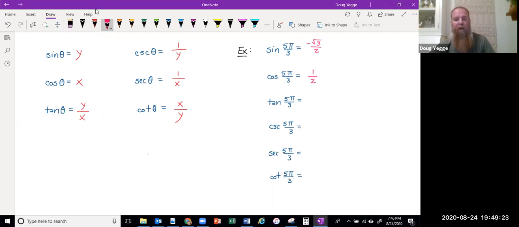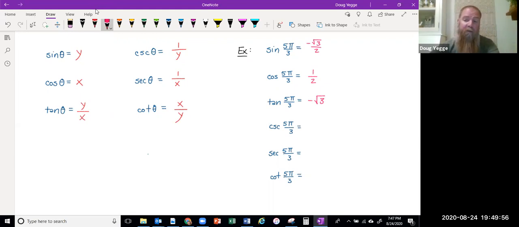So notice that we don't have to draw reference triangles anymore. We don't have to convert this to degrees to be able to find out what that value is. We're just thinking about its location with respect to π and noticing that once we have this, tangent of 5π/3 is going to be the quotient of sine and cosine. So if I divide negative √3/2 by 1/2, I now get negative √3/1, or rather negative √3.